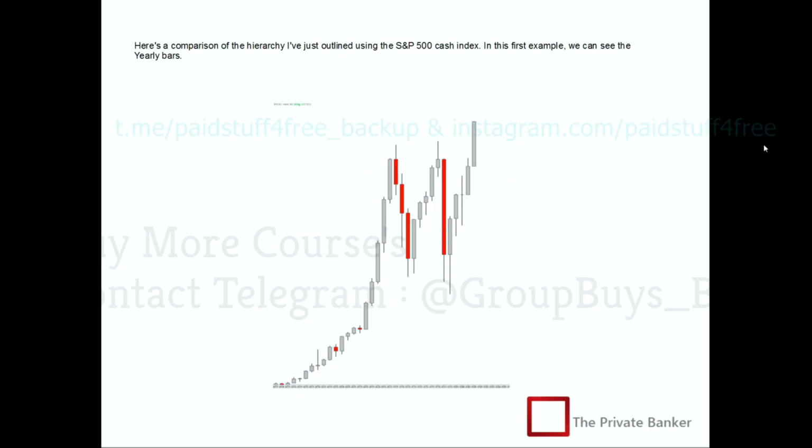So here's an example. This is simply the S&P 500 cash index, but what we're looking at here are yearly bars. We can see that we had the big boom that took place into the internet tech bubble. And once that burst, we saw that heavy selling occur in the markets, and the market finally found support here, and once that support was given, the market simply marched its way right back up to our previous resistance area.